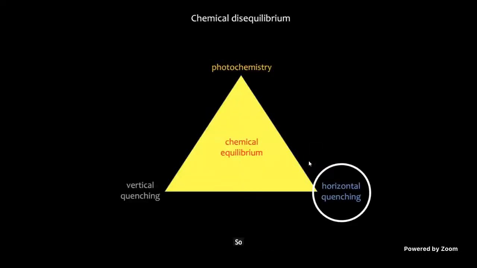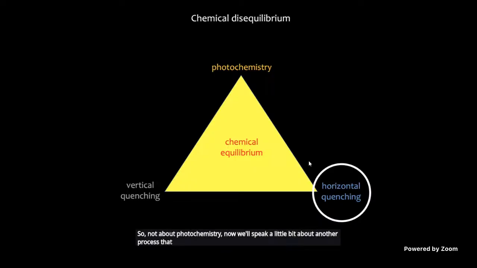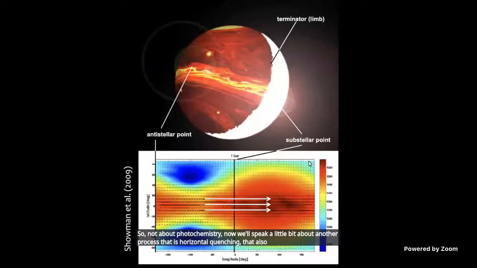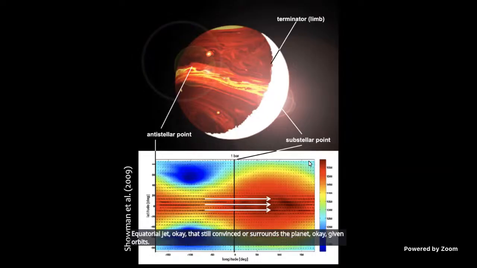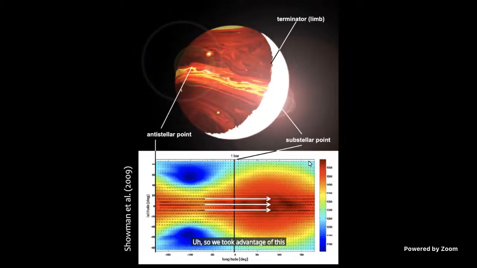So that's about photochemistry. Now we'll speak a little bit about another process, horizontal quenching, that is also very important in exoplanet atmospheres. Okay, so when we looked at these problems some years ago, we were focused on hot Jupiters, and hot Jupiters have very peculiar characteristics. Normally they are tidally locked. They have a huge temperature contrast between day side and night side. And basically, the dynamics of the atmosphere is dominated by an equatorial jet that surrounds the planet, okay?